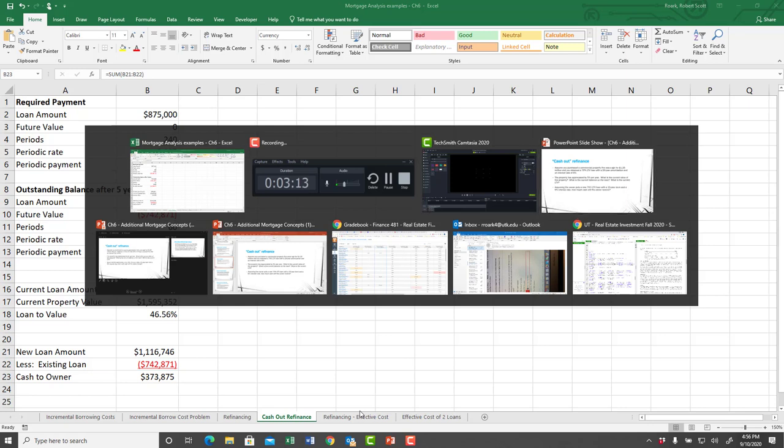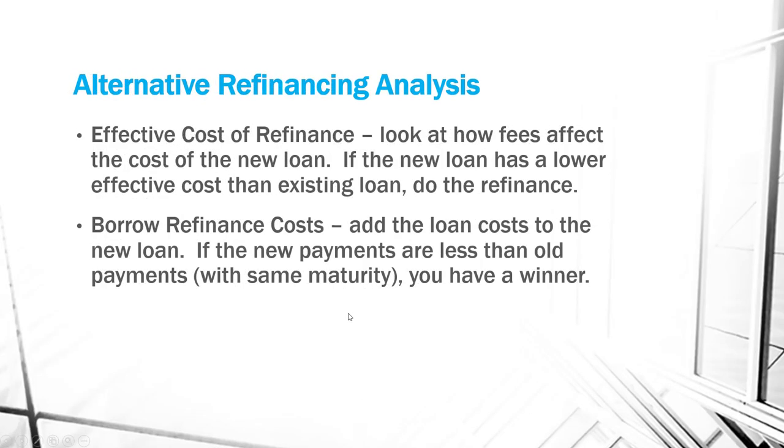Let's go back to the slides and see where else we need to go here. A couple of alternative ways of evaluating a refinance is to look at the effective cost, or we can look at a situation where we borrow the refinancing costs and see what the results tell us. So let's first look at the effective cost of a refinance. What we're going to do here is similar to what we did with the fixed rate chapter, where we take into account the fees that we're paying. We reduce the proceeds and we find out what the effective cost of our regularly scheduled payments is.